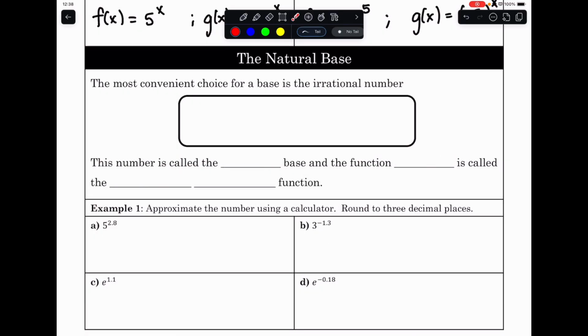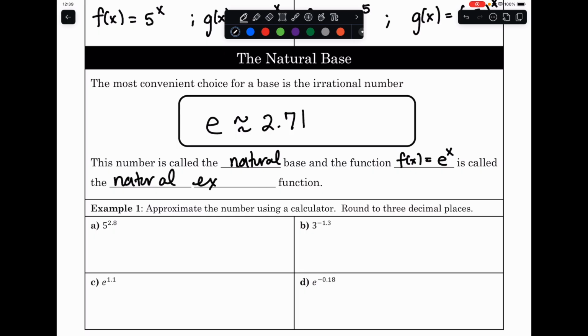So let's talk about a convenient base. Now the most convenient choice for a base is the natural irrational number e. So e is an approximated value that is approximately 2.71. Very similar to pi, it's irrational, and this is referred to as the natural base. And the function that uses this as the natural base, f of x equals e to the x power, is your natural exponential function.